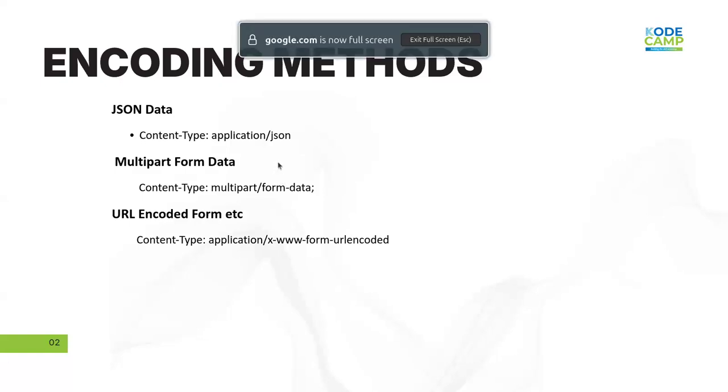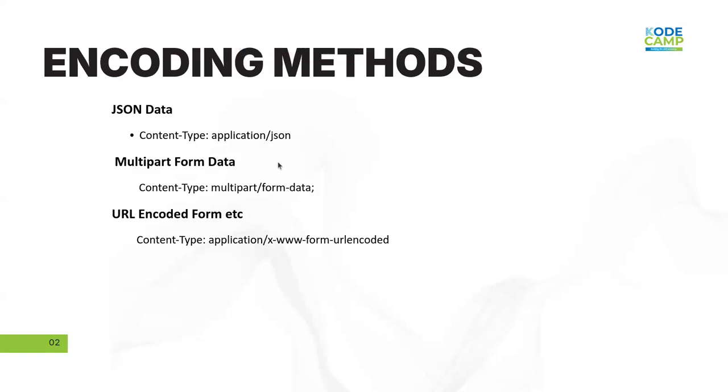I was explaining that JSON is the most widely used, but it has limitations. The limitations are that you can't send binaries. By binaries, I mean files. Files are binaries, and you can't send them through the JSON data encoding method. So that's where multi-part form data comes in. Multi-part form data enables you to send both textual information and binaries. So basically, what you can do with JSON data, you can do with multi-part form data, right?